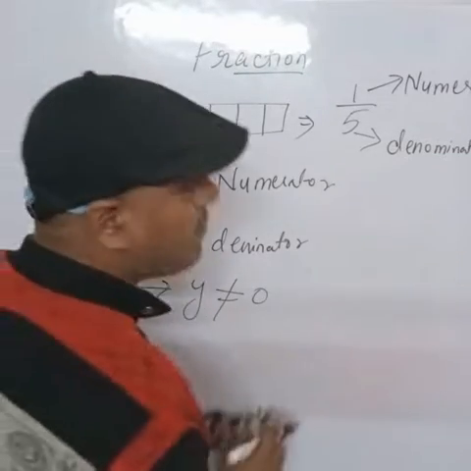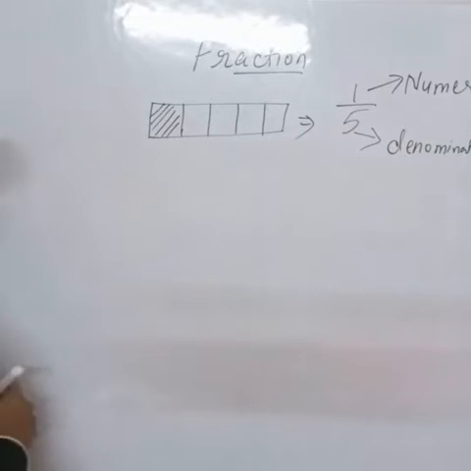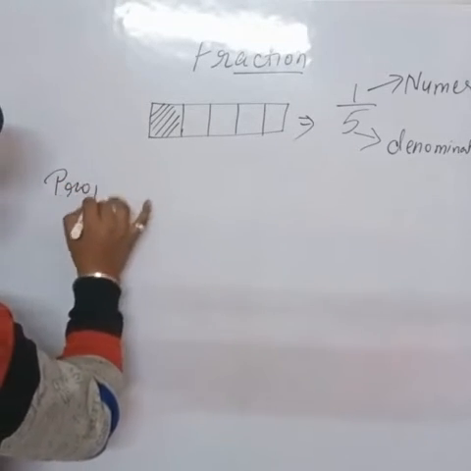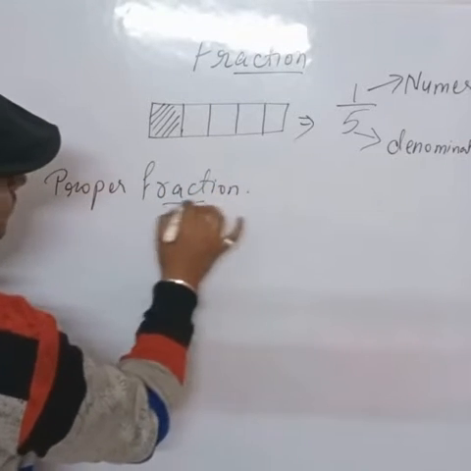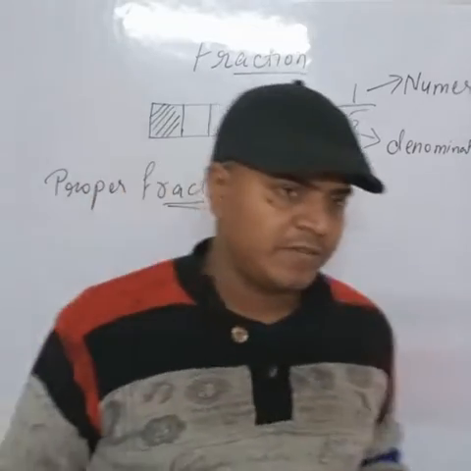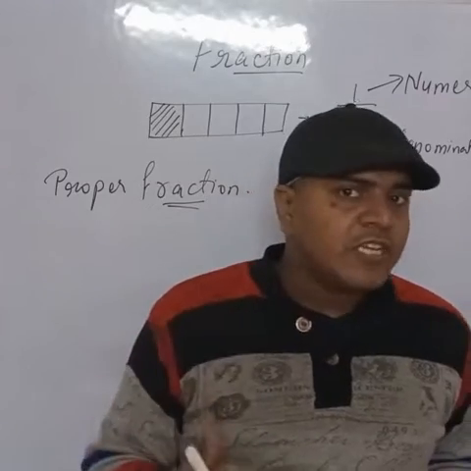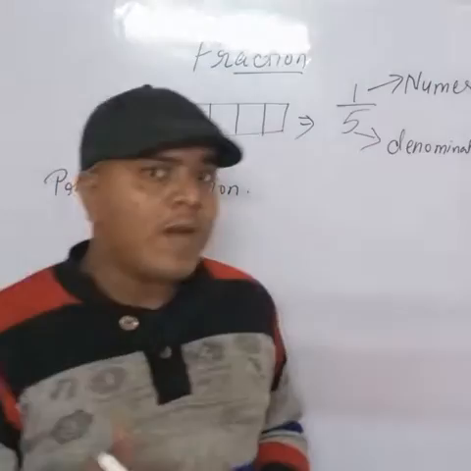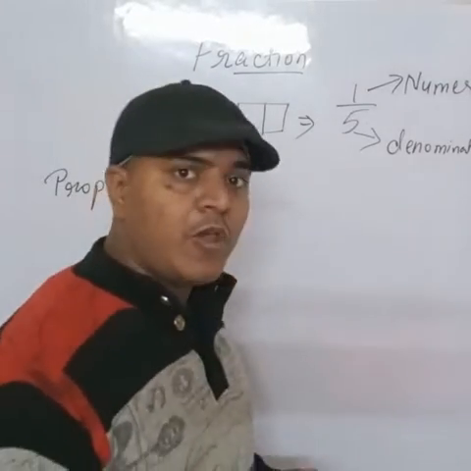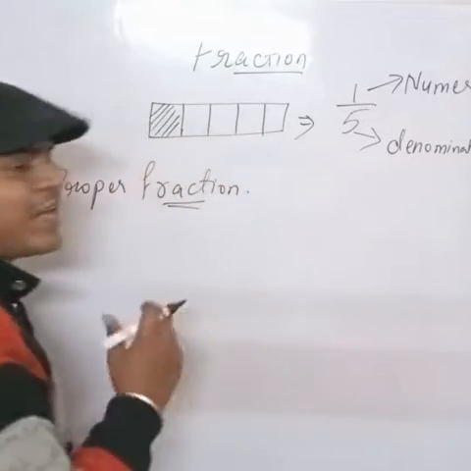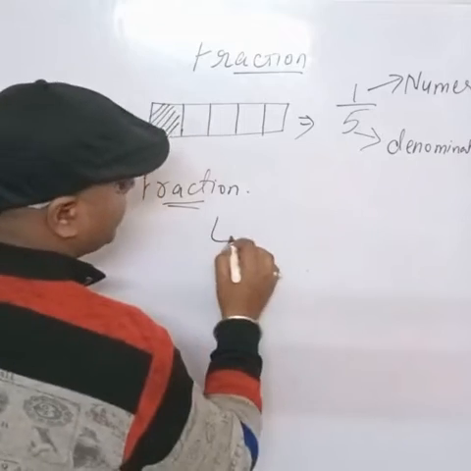The first one is a proper fraction. So what is proper fraction? A fraction in which the numerator is lower than the denominator. The fraction in which the numerator is lower than the denominator, then that fraction is called what? Proper fraction. So let us take an example of proper fraction.